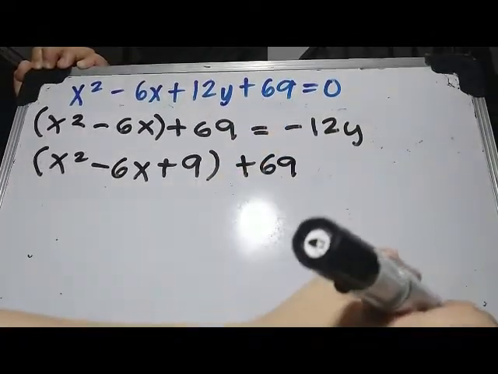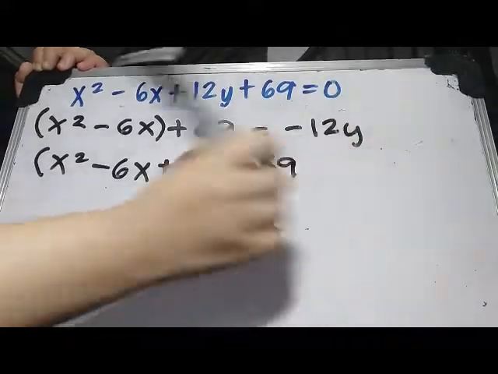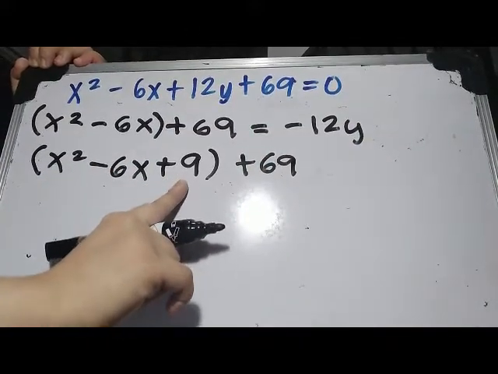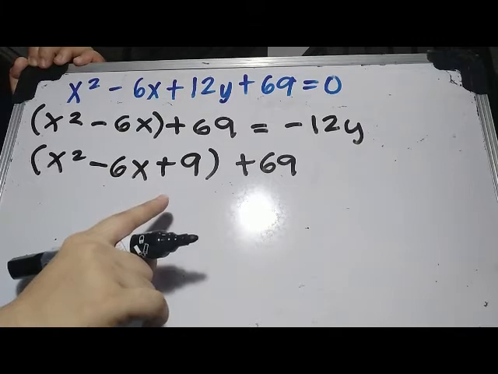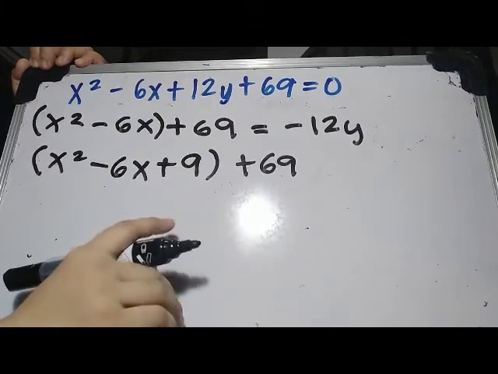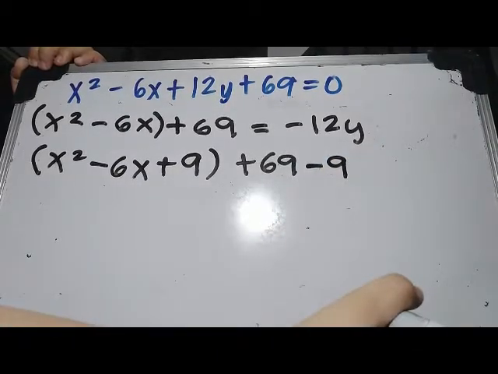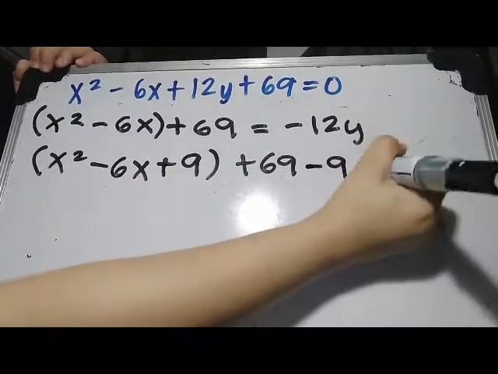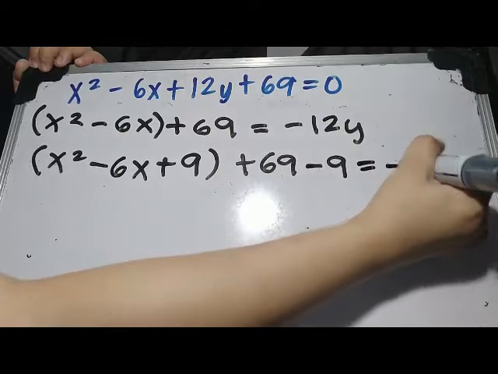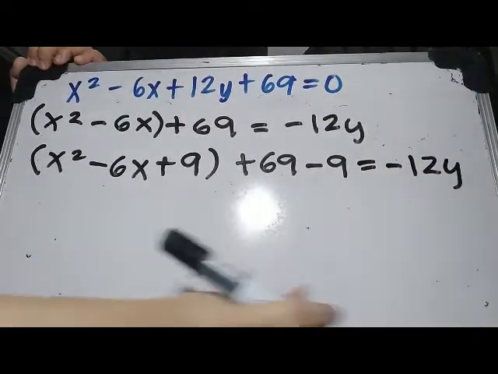and then copy the positive 69 right here, and then we know that we added 9 inside the parenthesis, so for us not to change the value of the equation, we need to subtract 9 outside of the parenthesis, and then equal to, copy this side, negative 12y.